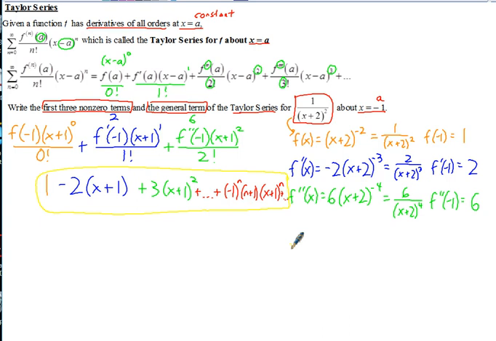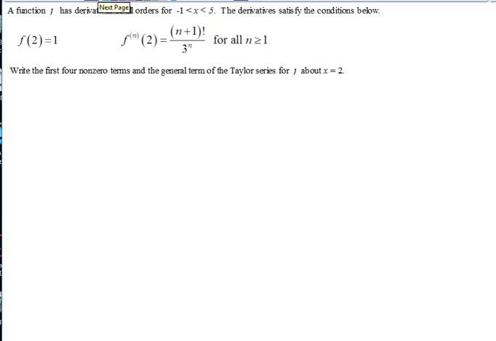Okay, let's take a look at one a little bit different now. This next one, we're given the formula here. It says f has derivatives of all orders when x is between negative 1 and 5. And notice we're asked about at x equals 2, which is in that interval, so the derivatives all exist at 2. And the derivatives satisfy the conditions below. This time we're given f of 2 is 1, and then we're given a formula to generate the nth derivative at 2. And that formula is n plus 1 factorial divided by 3 to the n, for all n greater than or equal to 1.